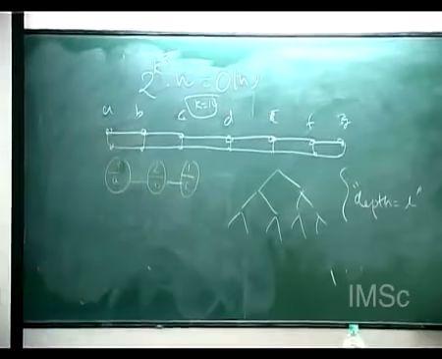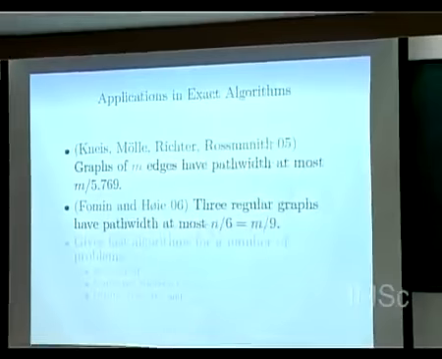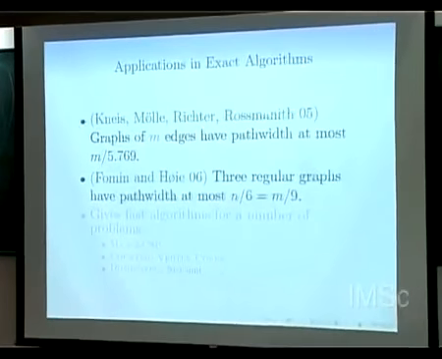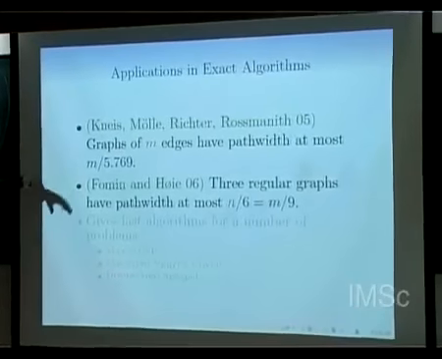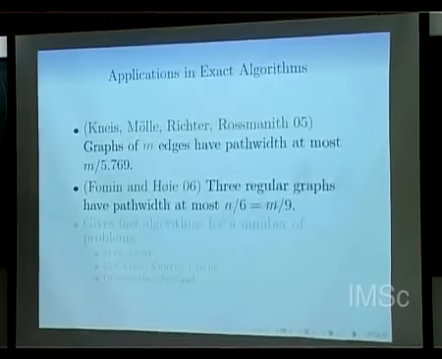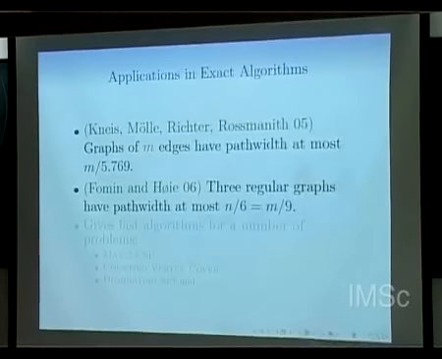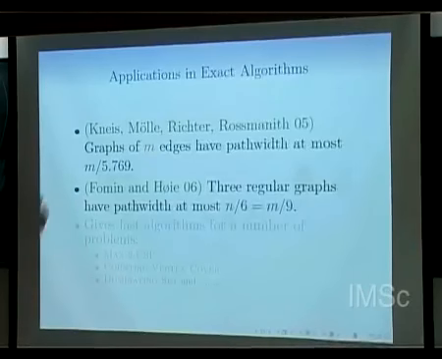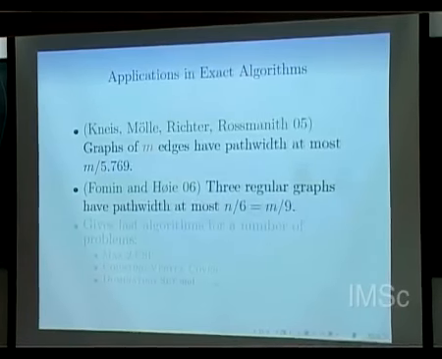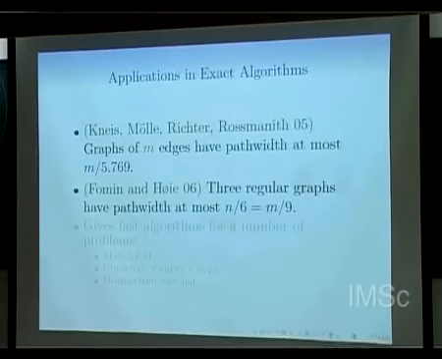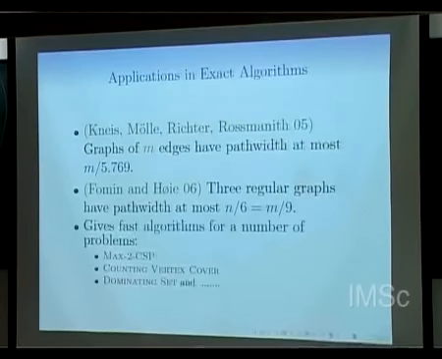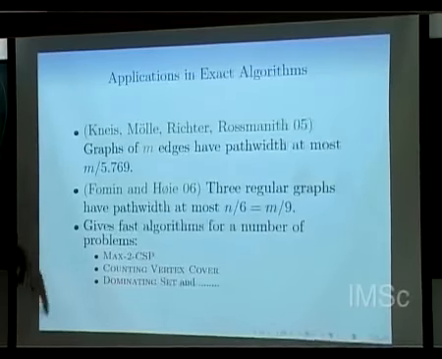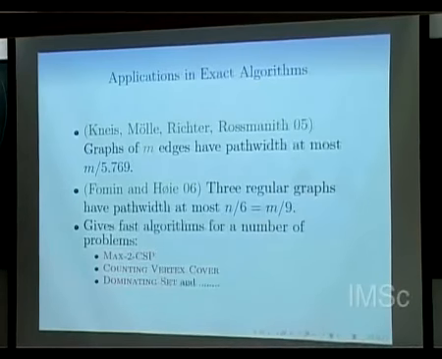Okay. So it has some more nice things. For example, it has been used for various other purposes. You can show that if a graph has m edges, it has path width at most m divided by 5.769, and it uses some very nice spectral properties to prove this. It is also known that a 3-regular graph has path width m by 9 or n by 6. Again, it uses something very nice called max bisection and things like that. Now you can make fast exact algorithms using this path width for max 2-CSP, counting vertex cover, dominating set, and several other things.